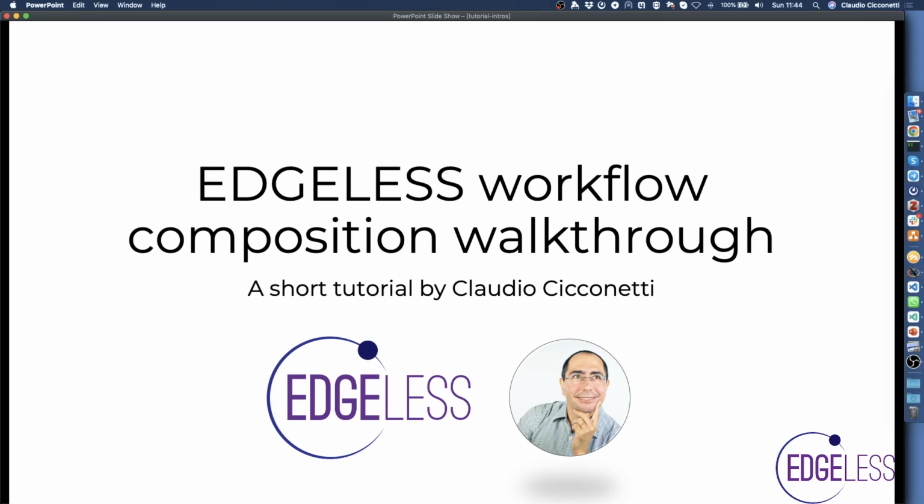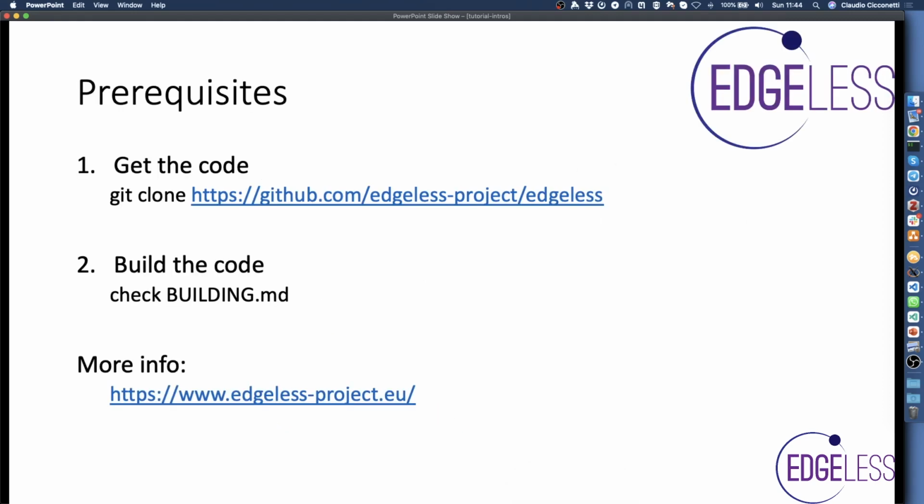EDGELESS is a European project which has the ambition of enabling serverless computing at the edge on devices with limited capabilities. For this tutorial, you will need the code of the reference implementation of EDGELESS, which you can get at GitHub. And you need to build the code. You can check the instructions that are shipped with the code itself. If you want to have more information, you can also check our website.